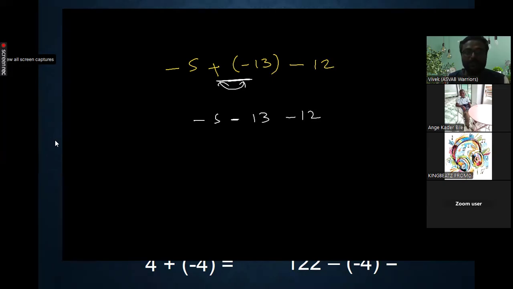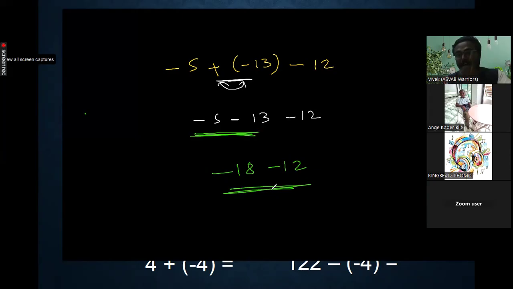Always one step at a time, guys. So same sign, same sign: add and keep the sign. 5 plus 13, 18. Keep the sign negative. Minus 12. Same sign. Add and keep the same sign. So 18 plus 12 is 30. Keep the same sign. -30 is your answer.